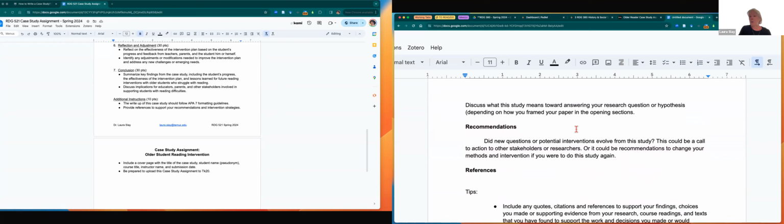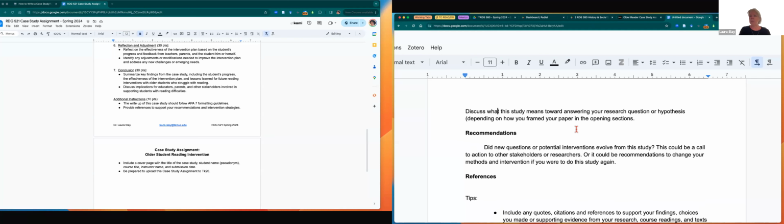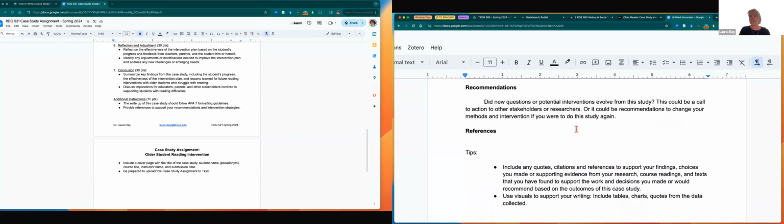And you can also discuss here, how did this answer your research question or your hypothesis? So this tends to be longer than a small concluding paragraph. This is a little bit of showing the meat, and it legitimizes you as the researcher as you pull together this fact-finding mission that you went on with this intervention program.